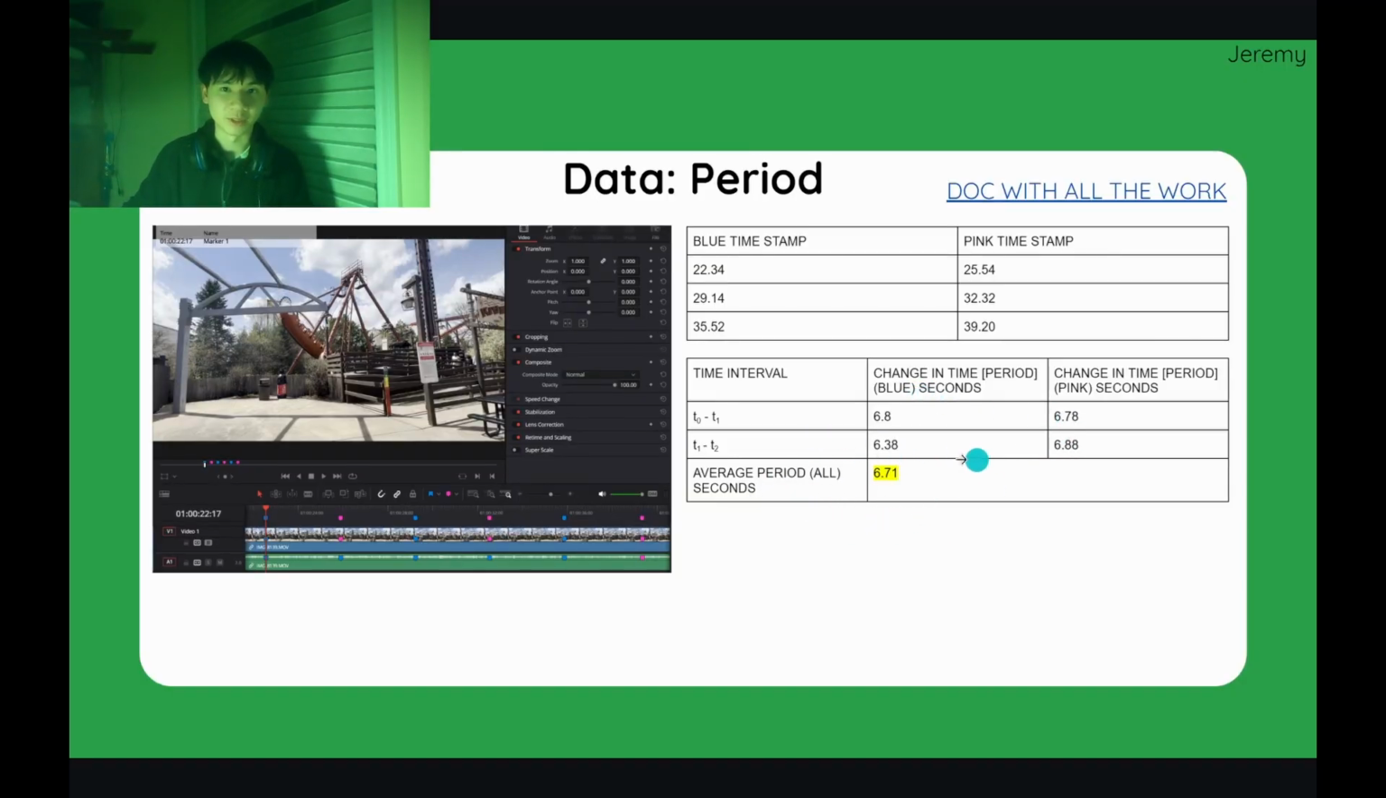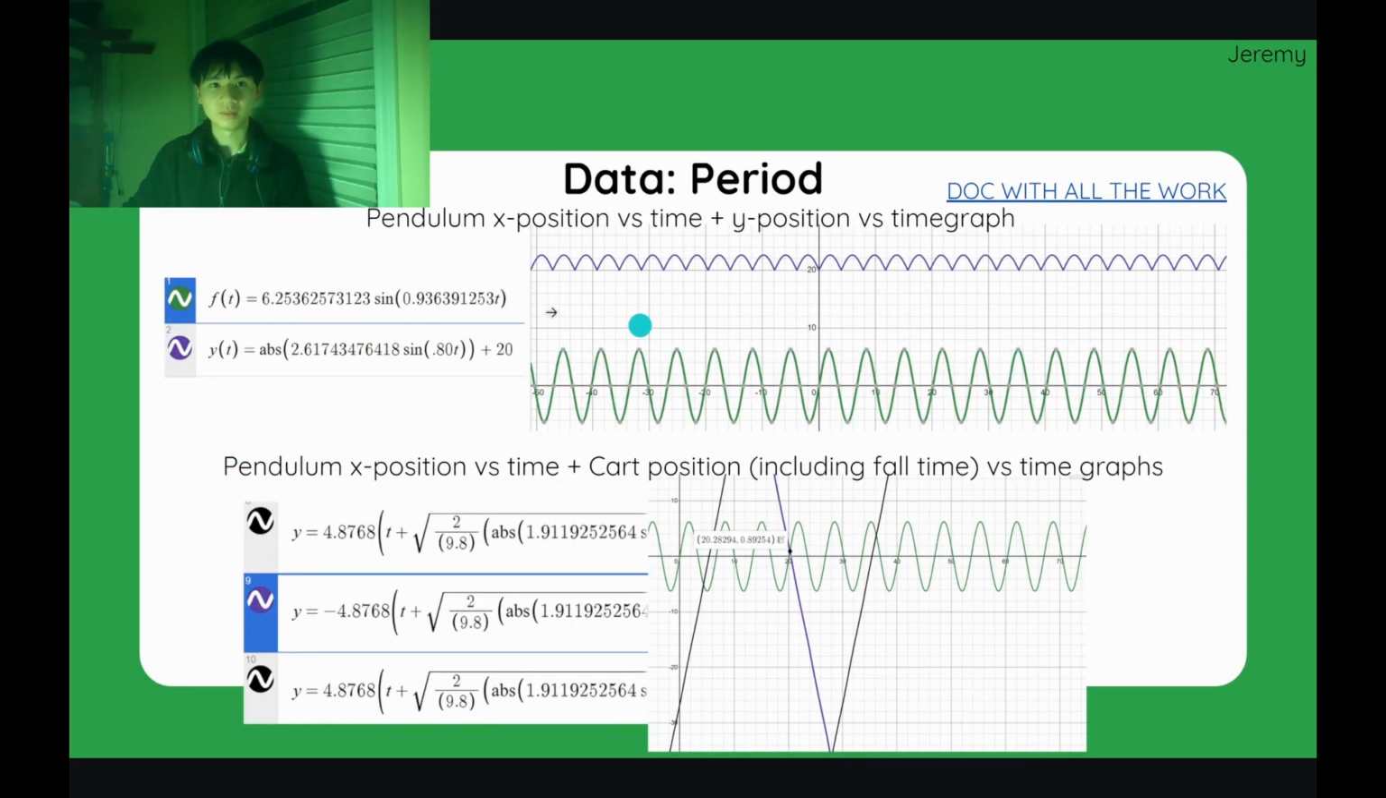and then I just average them to get the average period. And then once again, we have our pendulum x position versus time, but I also include the y position versus time, where 20 here is just the height of the pendulum above wherever. We just assume 20 meters. And then for the pendulum x position, it's the same scheme as last time, where it was the x position plus the cart position, including the fall time. So basically, that helps us with wherever it intersects.